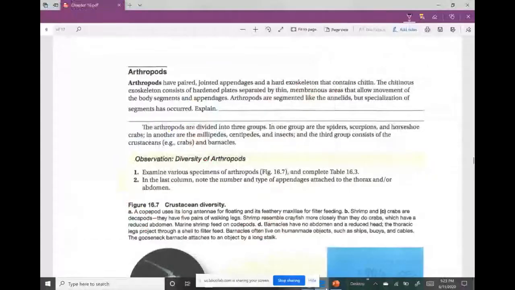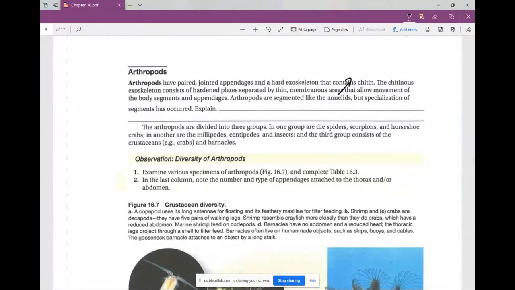So where were we? Arthropods. Arthropods are segmented like the annelids. These are the worms, earthworms. If you're wondering what an annelid is, earthworms, leeches is another example. But specialization of segments has occurred. Earthworms have specialized segments too, but arthropods take this to another level. So there's segmentation with specialization.